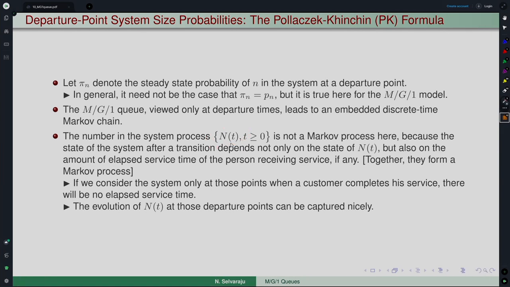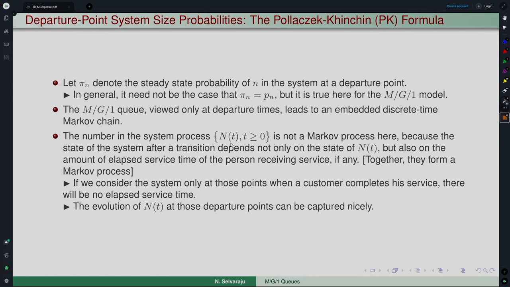Okay. Now, here in general for the MG1Q, if I consider the number of customers in the system at an arbitrary point of time t, which is N(t), this is not a Markov process, because the state of the system after a transition depends not only on the state of this process at that point of time, but also on the amount of elapsed service time of the customer receiving service, if there is any.